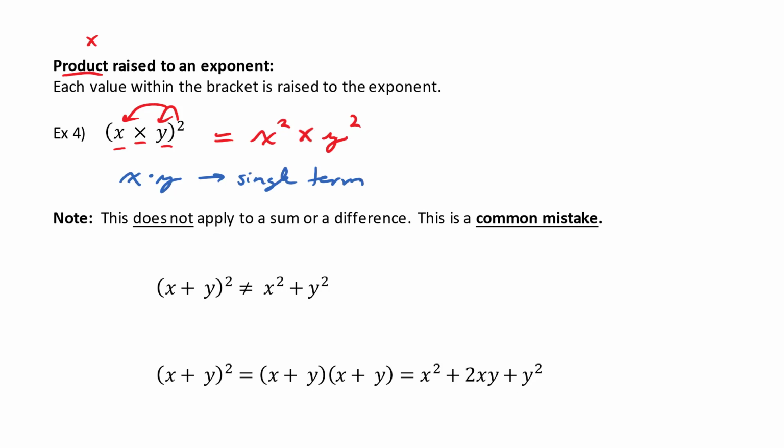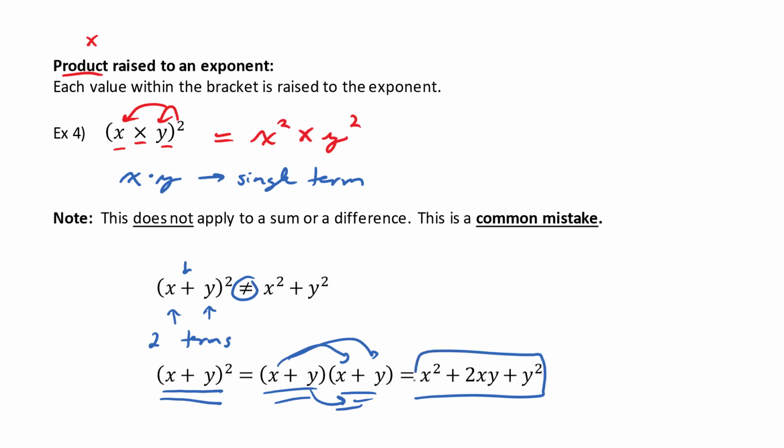Terms are separated by addition and subtraction signs, therefore this is one single term. Please note, this rule does not apply when we have two separate terms. So here, x and y are separated by a positive symbol. Therefore, these are two terms. We cannot do that. Why not? Well, let's expand that outwards. X plus y squared is this. We distribute here and here, here and here, and you can clearly see this and this are not the same thing. So only when you have a single term can you distribute.